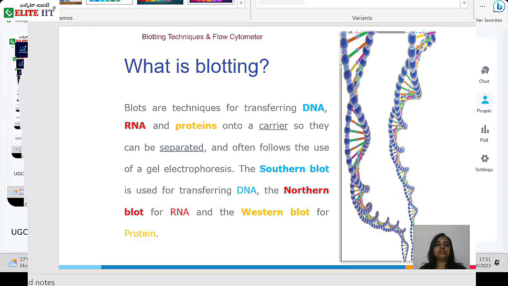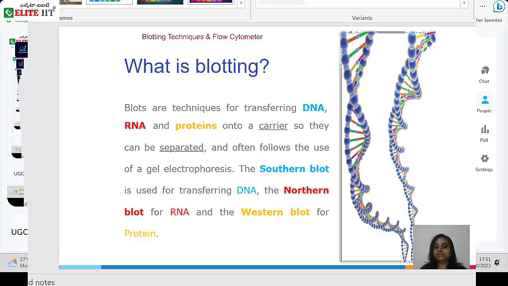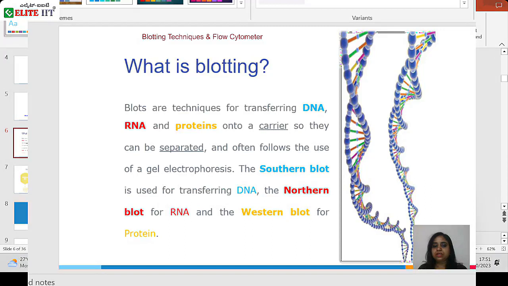Okay. So today let's start with the blotting process, and then I'll discuss the flow cytometer. Okay, ma'am. So let's discuss first of all blotting techniques. There are actually 4 types of blotting techniques, mainly 3 types, but another one, that is Eastern blotting, is separate. But you just consider southern blotting, northern blotting, and western blotting. These 3 are most popular.